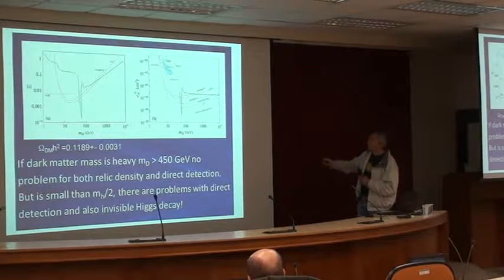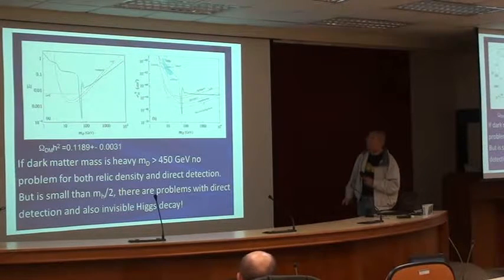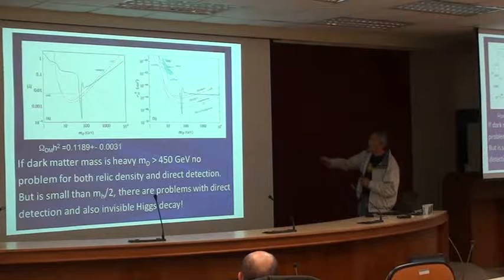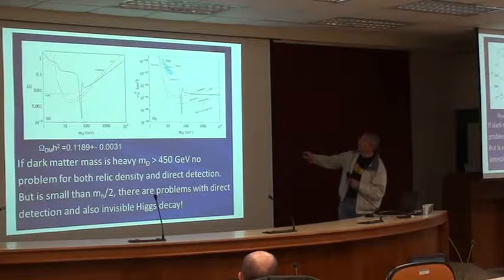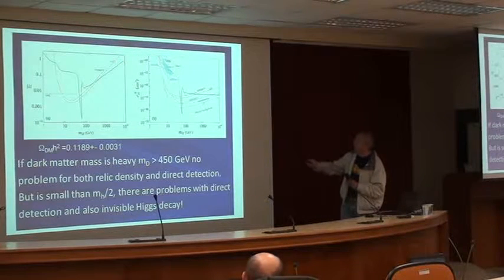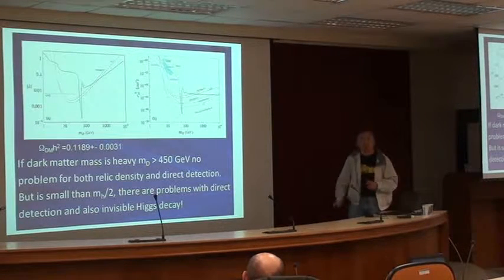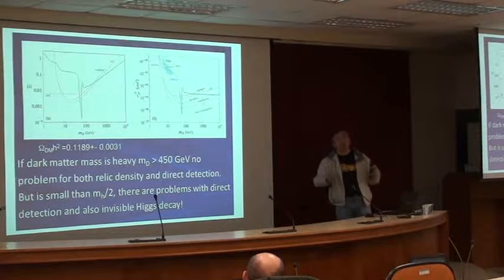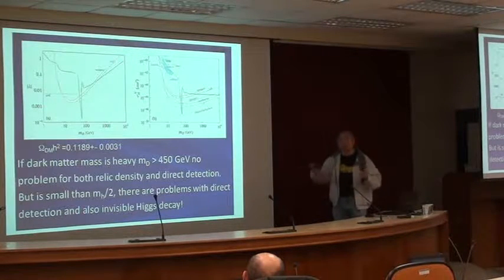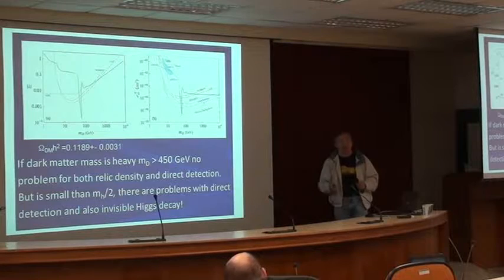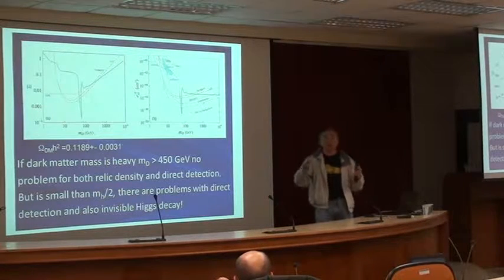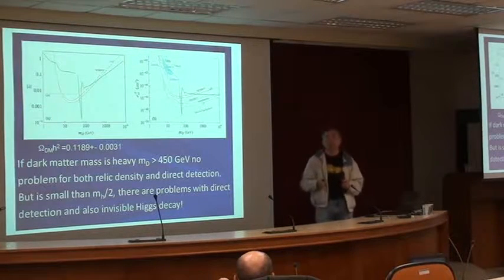And also you notice in the future there are several other experiments, LZ and XENONnT and some others. So they can go further down here, and then you might rule out more parameter space. And notice here is the so-called neutrino floor. When the sensitivity becomes better, you may reach the neutrino floor. That means you have background neutrinos from the sun, from the earth, whatever. And when you go below the neutrino floor, it's very difficult for dark matter searches.